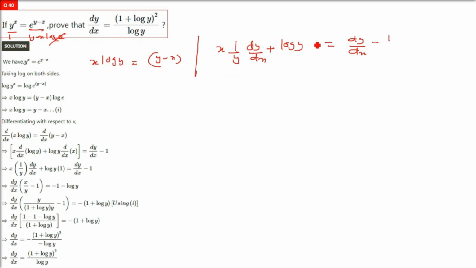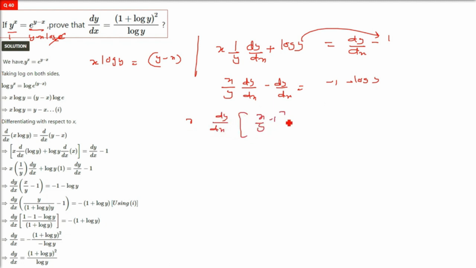So dy by dx on one side: we have x by y dy by dx minus dy by dx. This comes here, equal to negative 1 negative log y. So dy by dx has to be taken outside, we'll get x by y minus 1. And on the right hand side you can take minus common, it will be 1 plus log y.